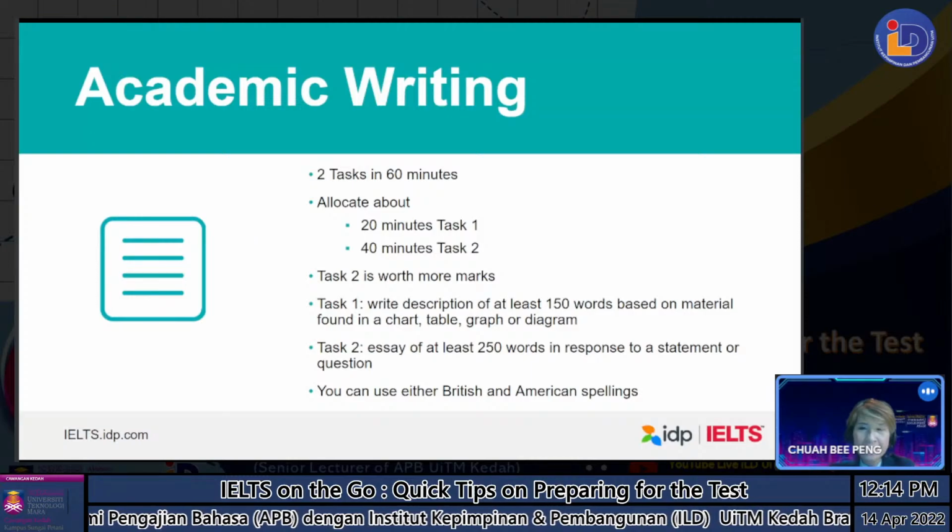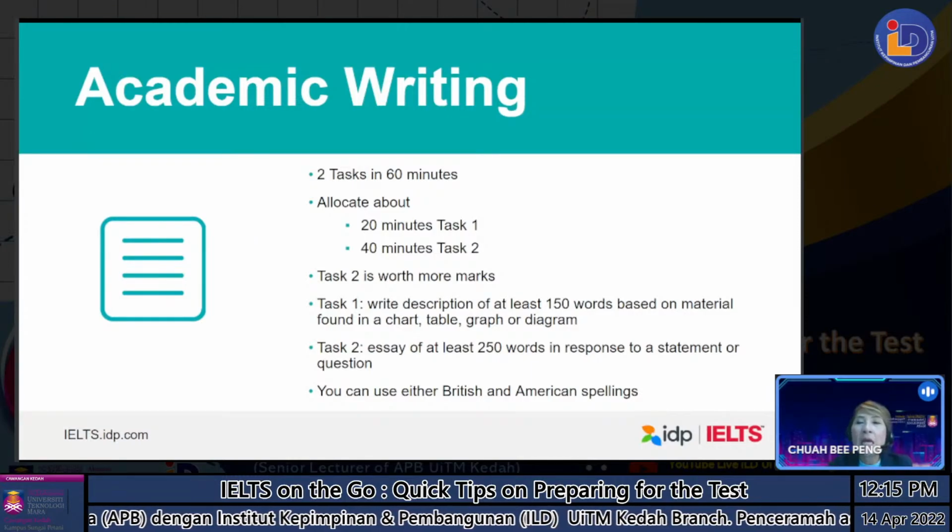Okay, some lucky people may get two very simple pie charts. Easy, just look at the pie charts and compare. Some people get a line graph. Some people get a bar chart. Some people, the unlucky ones, would probably get the more challenging one, maps or layouts.